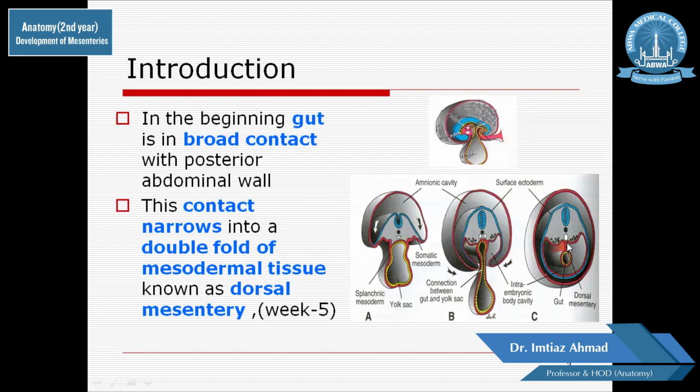This connection narrows into a double fold of mesenchymal tissue known as the dorsal mesentery in week 5. As you see over here, progressively, as the folding is being completed, this gut is sucked into the space of the intraembryonic coelom, but itself it gets suspended from the posterior abdominal wall by this double fold of mesenchyme known as the dorsal mesentery.